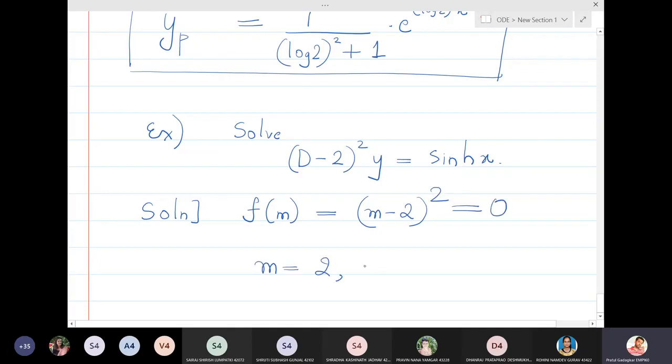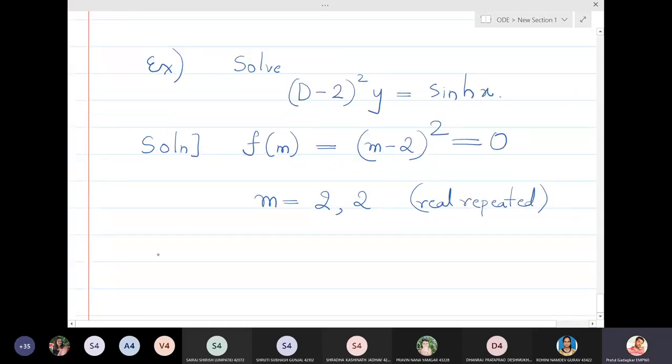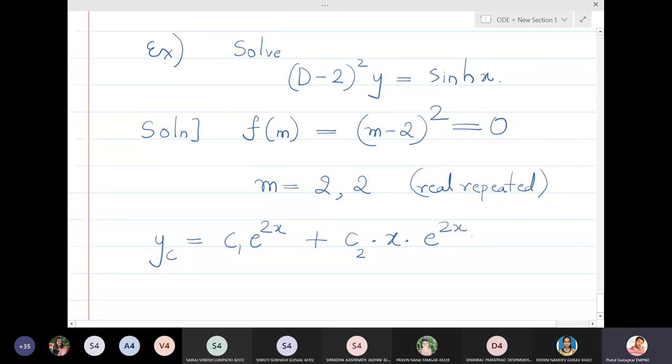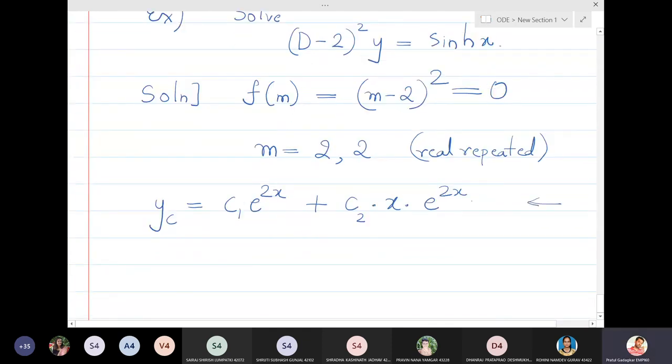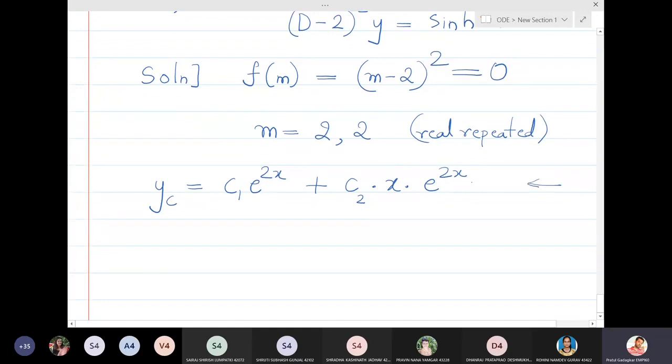So the roots are real and repeated. Therefore, what is the complementary function? C1 e power 2x plus C2 x e power 2x. Again, if you are not understanding this, you can see the previous lectures.